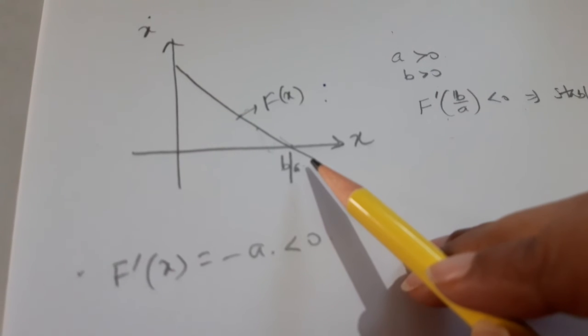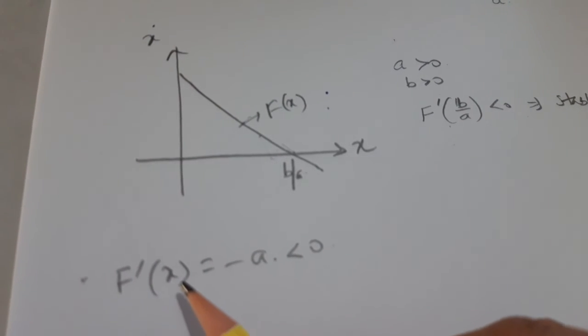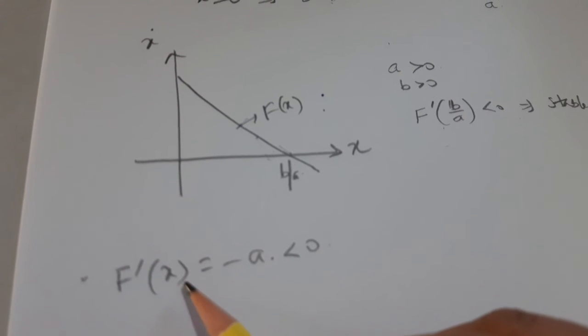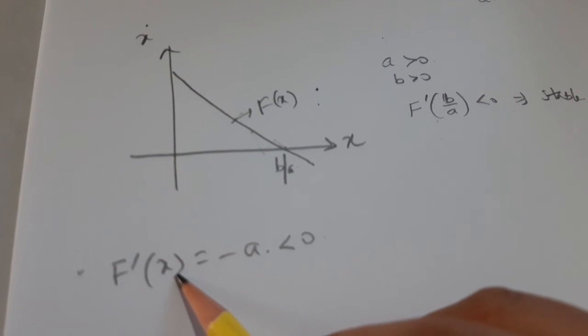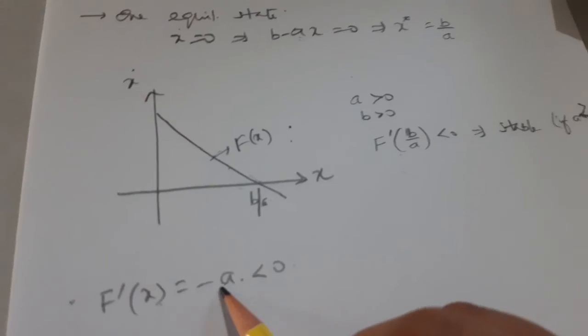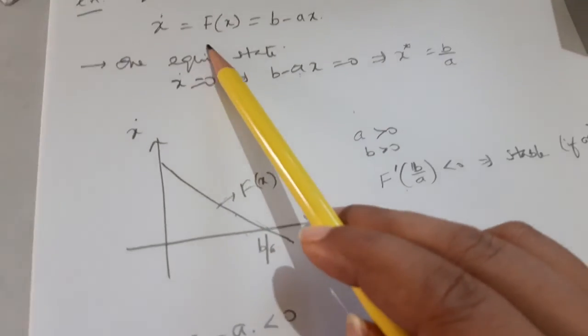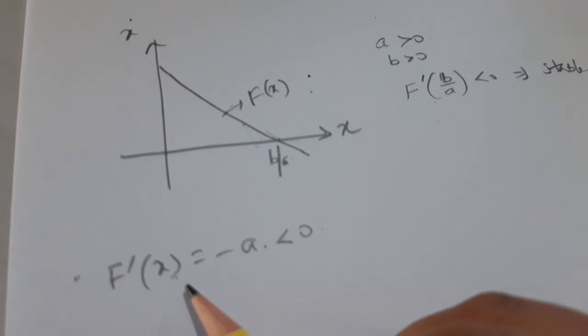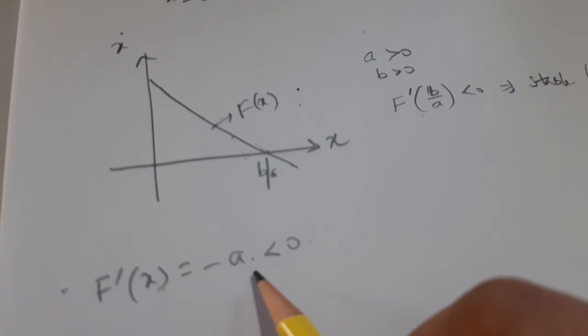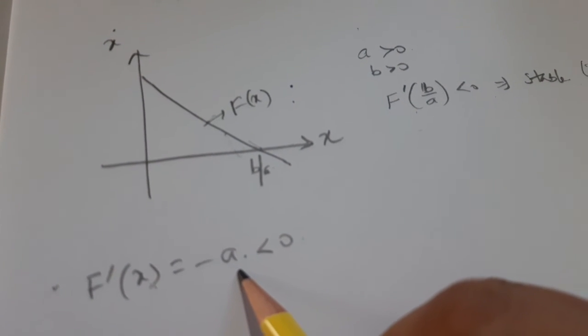But suppose you're not able to draw the phase diagram. The alternative way is that you can first look at the derivative of f with respect to x. So f prime of x here is minus a, right, because f of x is b minus ax, so f prime of x is minus a. Regardless of what the value of x is, the slope is minus a, it's a constant.